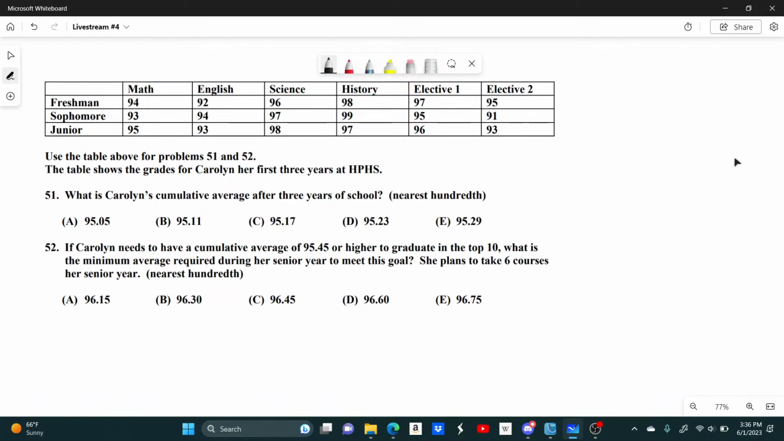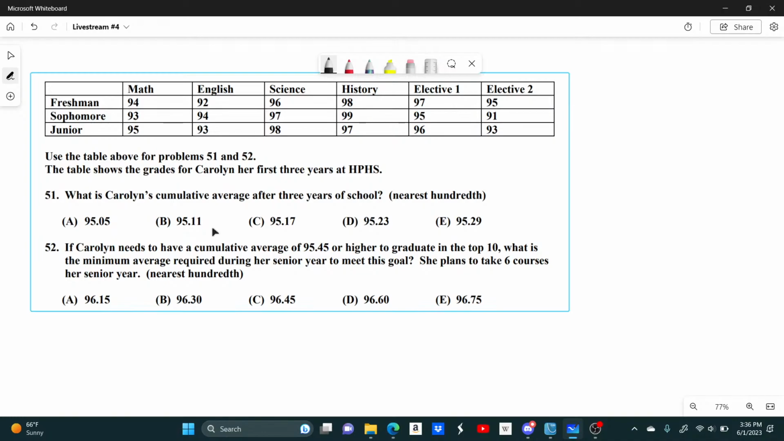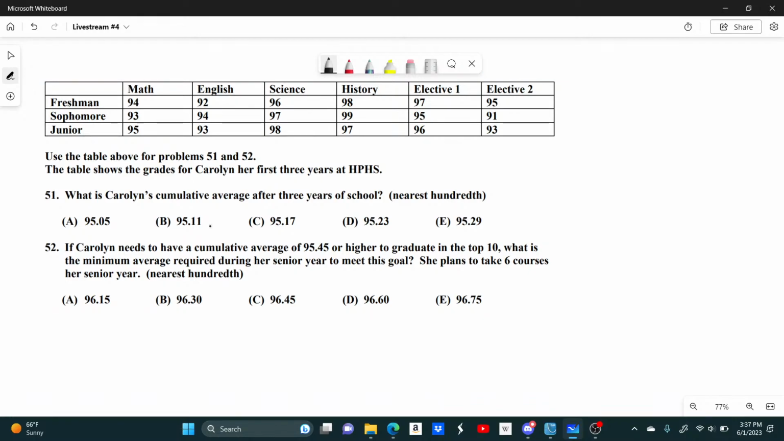All right, so to do this, you really just have to add everything up and divide by, what is it, 6 by 3, so 18. So this is a little bit annoying, but it's easy at least. Divided by 18. And I got 95.2, or 95.17. There you go. Okay, so that one's a little bit annoying, but it's still easy.